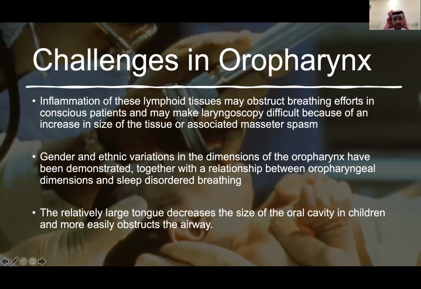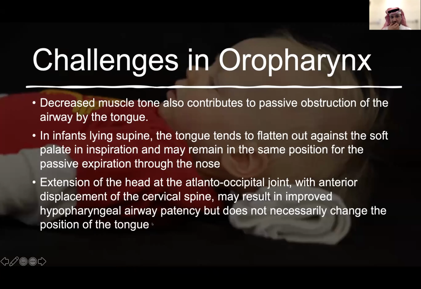Gender and ethnicity complicate the space of the oropharynx, together with the relation of the oropharynx dimension and sleep-disordered breathing. The relatively large tongue also makes the airway space a little compromised. Another challenge is decreasing muscle tone. The muscle tone is contributing to passive airway obstruction.